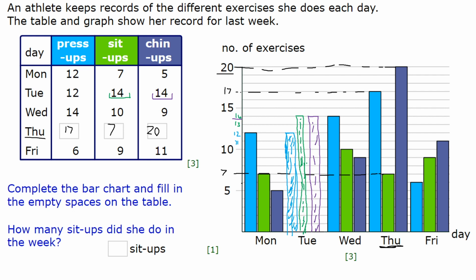Follow-up question though is, how many sit-ups did she do this week? Well, all we need to do is add up the total. So we got 7 plus 14, 21, plus 10, 31, plus 7, 38, 38 plus 9 is 47. So she did 47 sit-ups in total.